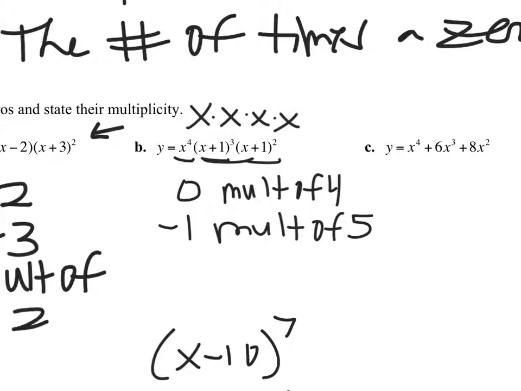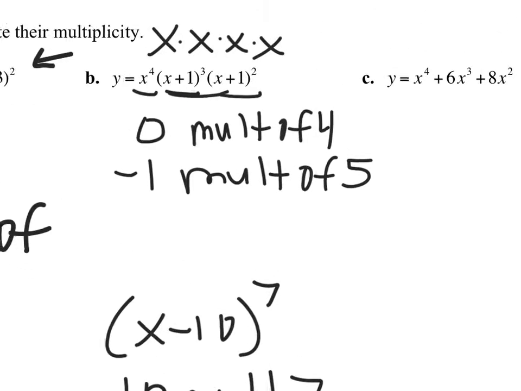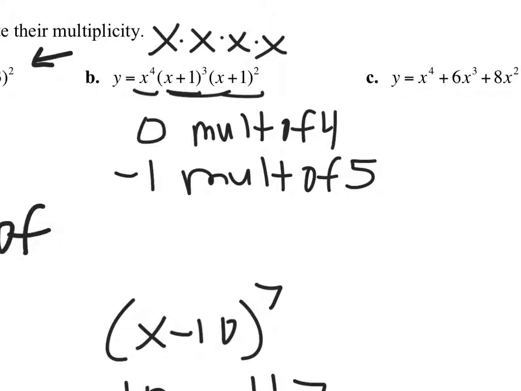Let's do it. This is a 9th degree polynomial. Let's see what happens. We have x to the 4th, parentheses, x plus 1 to the 3rd, and then x plus 1 squared, which we could have combined them together, but it doesn't matter. All right, and let's graph this one. It's going to go through 0 and -1.